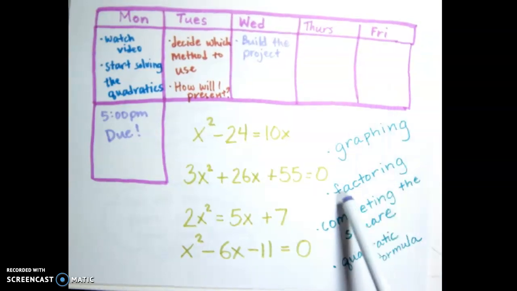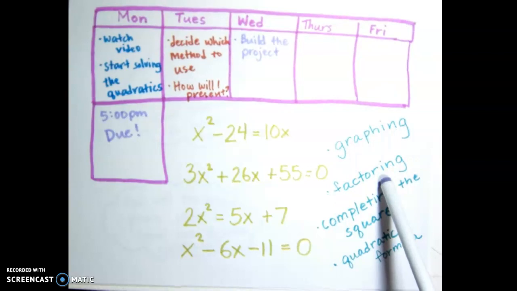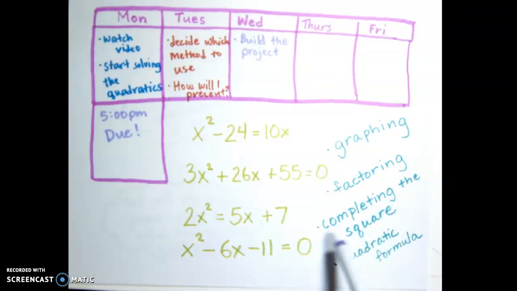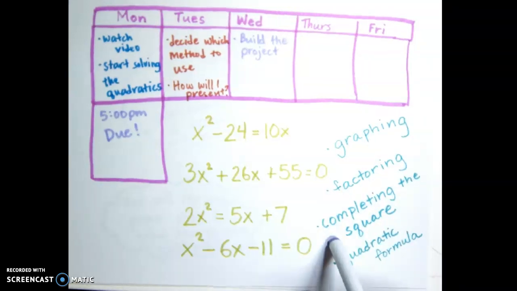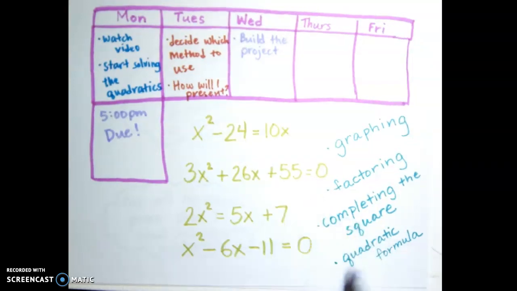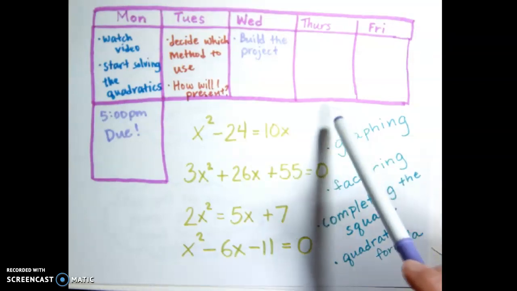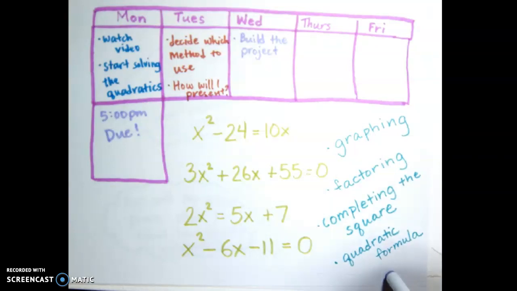Okay. Were you able to show that you know how to solve a quadratic equation with factoring? Is your project proof that you definitely know that technique? Can you prove that you know how to complete the square to solve a quadratic equation? And can you prove that you know how to use the quadratic formula effectively to solve a quadratic equation? So those are 4 of the items on your rubric.